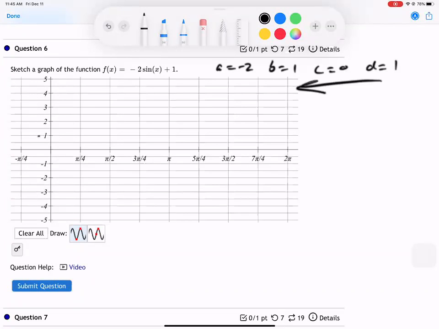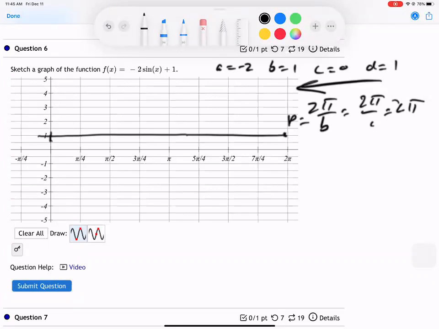So we know our middle of the graph is going to be positive 1. Our period is 2 pi over B, which is 2 pi over 1, which is 2 pi. Great. That means this graph is going to start and end by 2 pi. Whoa, 2 pi is all the way at the end here. Okay, I need to go all the way out. Sure. Half, half, and half, half, half, and half. Just get an idea what the graph looks like.